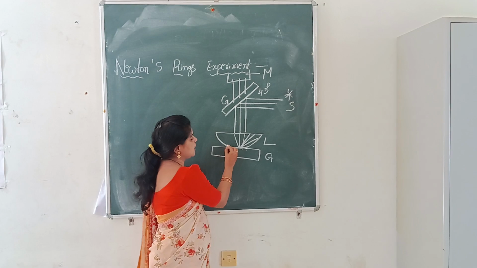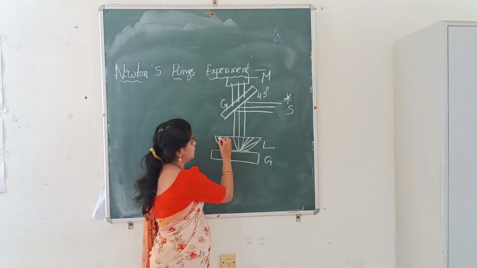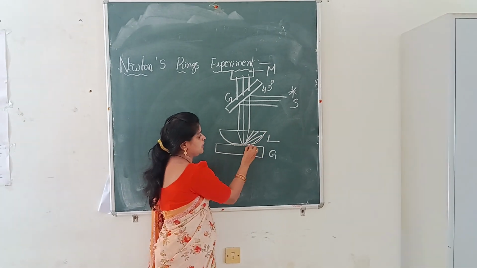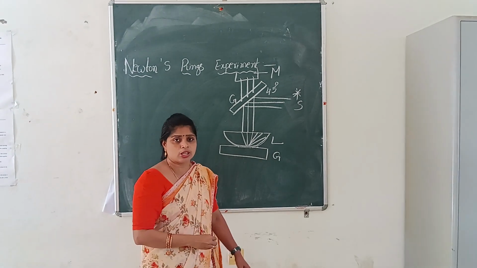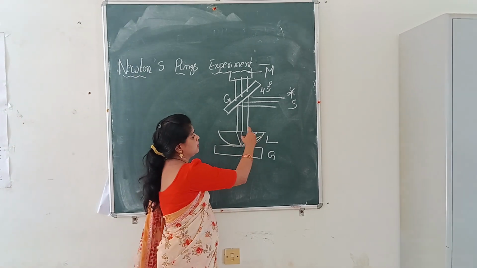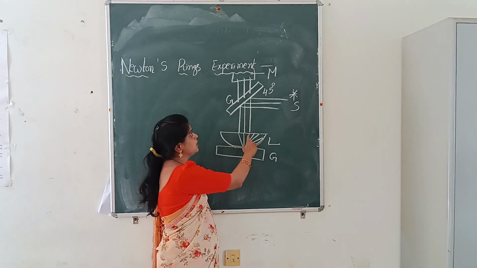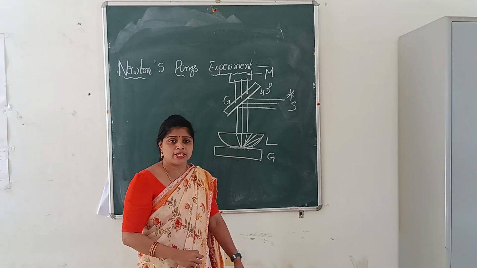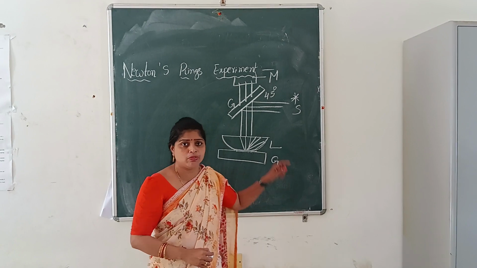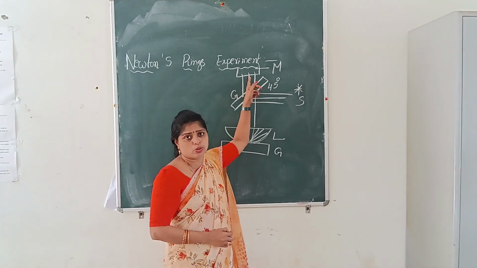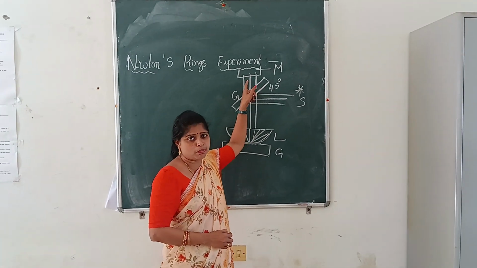The air film is formed between the lower surface of the lens and the upper surface of the glass plate. These reflected rays and transmitted rays superimpose on each other and produce an interference pattern, which is viewed through the traveling microscope. Here M is the traveling microscope.